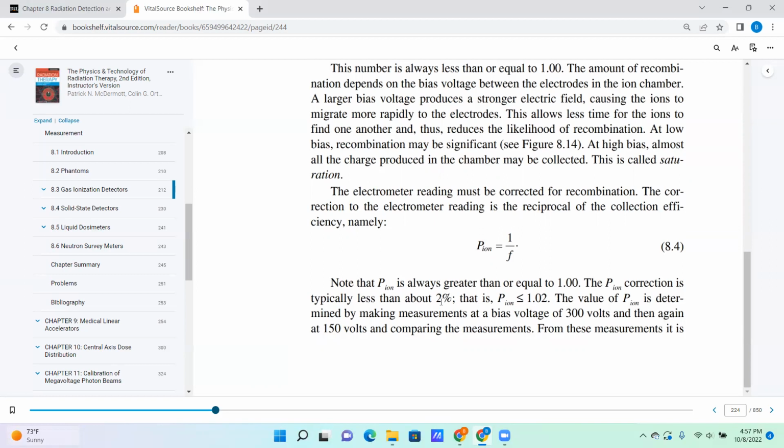The value of P ion is determined by making measurements at a bias voltage of 300 volts, and then again at 150 and comparing the measurements.